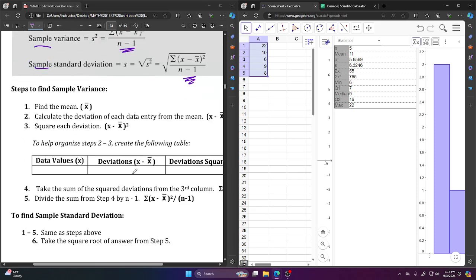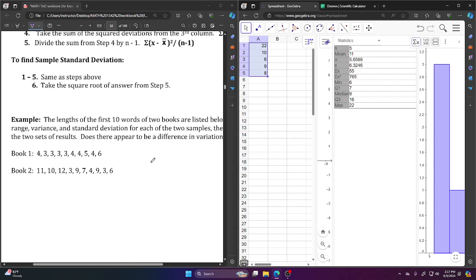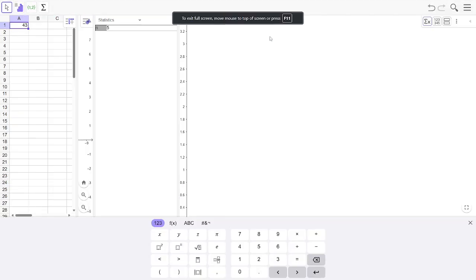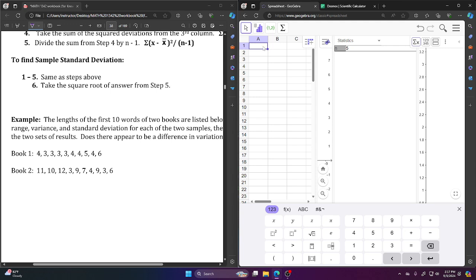So they say do all this stuff over again for these 2 books. Let's do it in GeoGebra. You ready? I'm going to start doing it. You're going to start doing it. Oh, no! Okay, here we go.